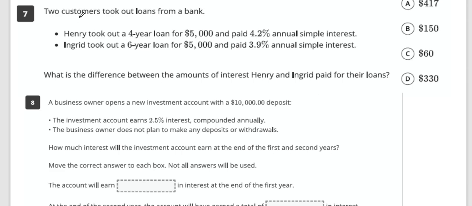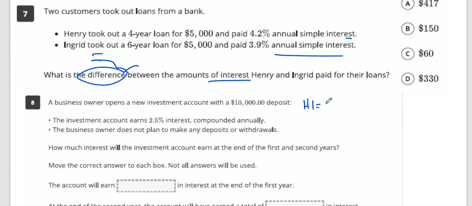Okay, two loans were taken out from the bank. Henry took a 4-year loan and paid annual simple interest. Okay, both simple interest. What's the difference between the amounts of interest Henry and Ingrid paid for the loan? So it's the amount of interest. We just care about the interest and the difference, which means to subtract. Okay, it's pretty easy. I can do the work right here. For Henry, I'll put HI for Henry's interest.